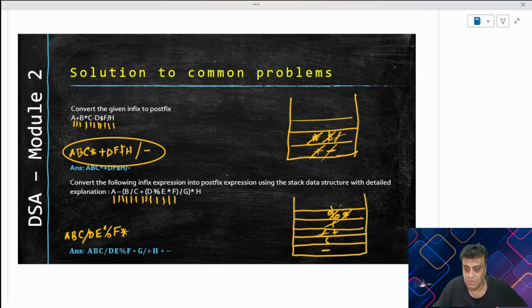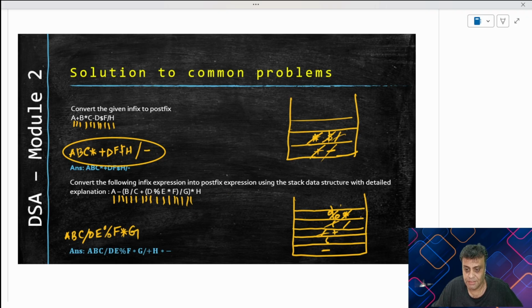So my stack now looks like this. So the right bracket's work is done. So this is also done. Now I see a slash. This slash I will push here because that is my top of the stack right now. Now I see a G. So I will push this here, G.